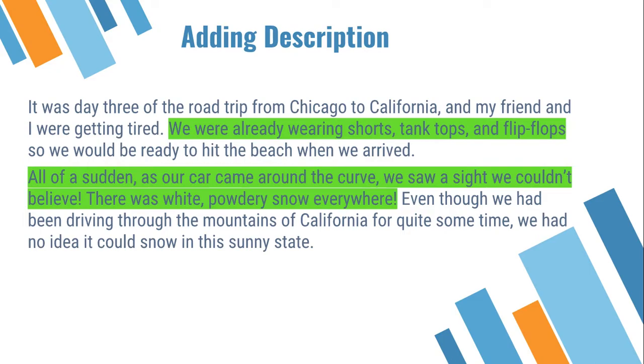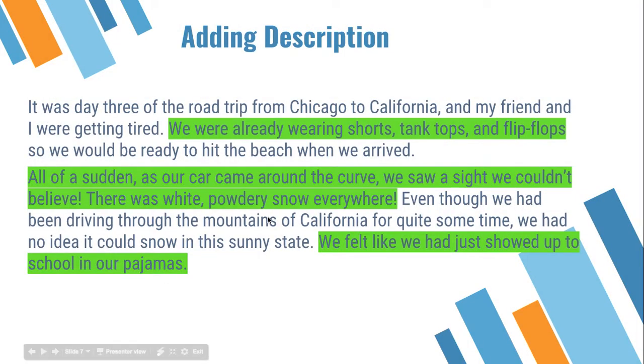Now, description doesn't always just have to be for things that you can see. You can also describe how somebody feels. I added a sentence at the end here that says, we felt like we had just showed up to school in our pajamas. This is something that I think will really help my reader. It will help them feel what I'm talking about in my story.